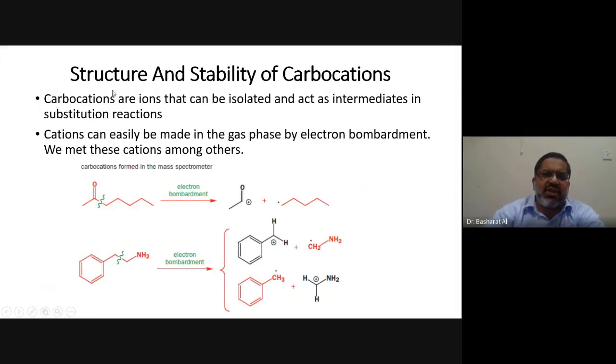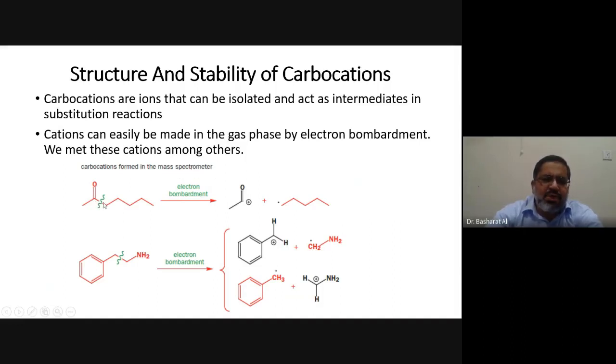Next is structure and stability of carbocations. Which types of carbocations are stable and which types are unstable? We can understand from this. What are carbocations? Carbocations are ions that can be isolated and act as intermediates in substitution reactions. Cations can easily be made in the gas phase by electron bombardment. We met these cations among others. These carbocations are produced in mass spectrometers.